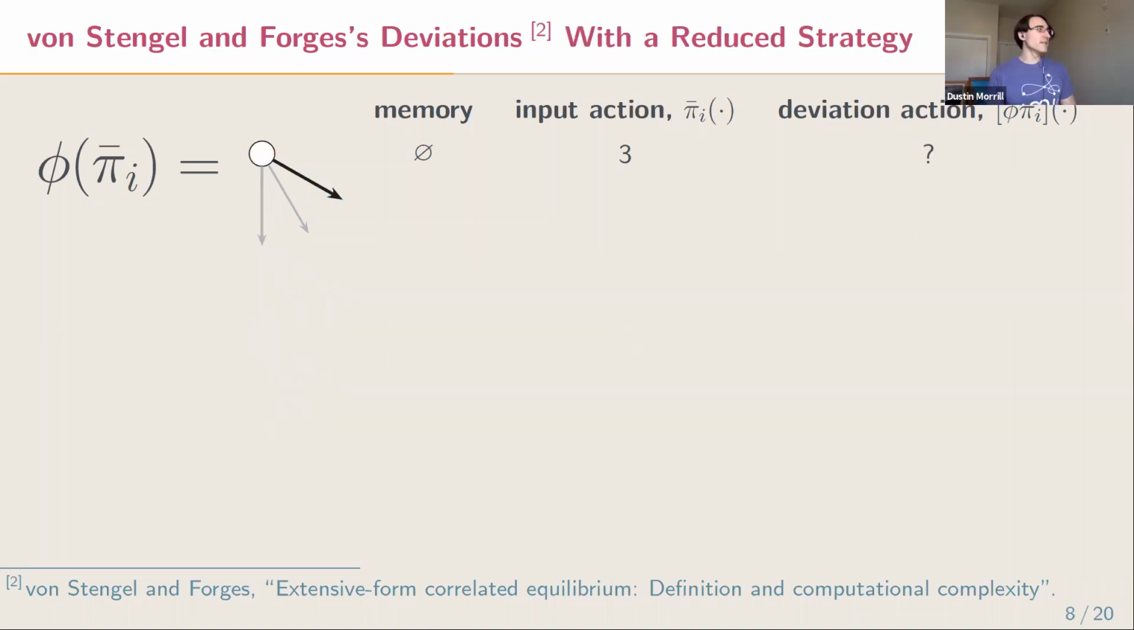One way to avoid this, and this was described by von Stengel and Forge and has been used in many papers since, is just to assume that the strategies you're going to transform are reduced. And I'll show how this reduces the complexity of this deviation set. So if we have some reduced strategy pi I bar, that takes the same action as the strategy before, action 3. This deviation function phi, again, is going to transform action 3 to action 1.